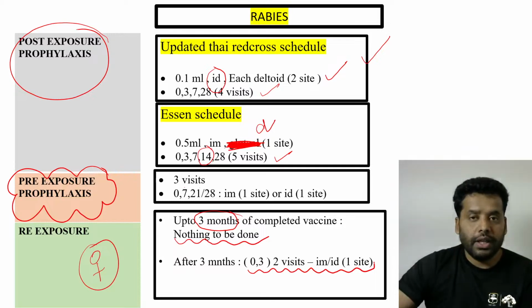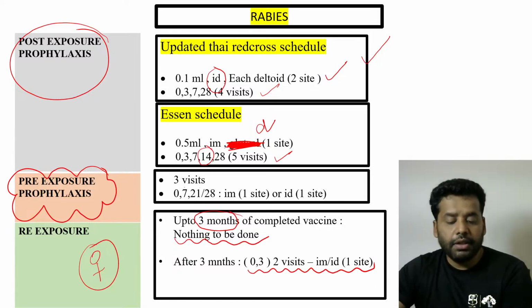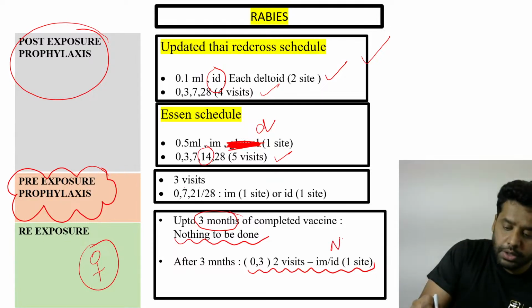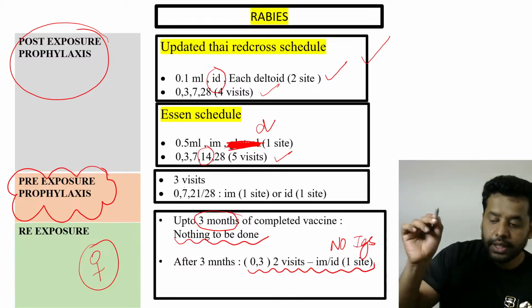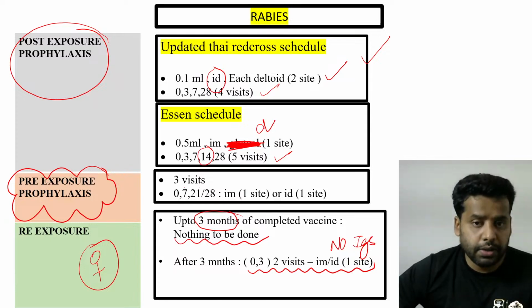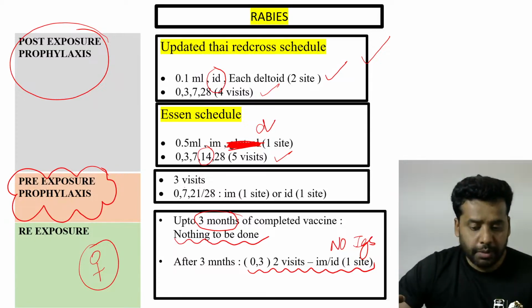Whether you take the intramuscular or intradermal schedule, it is one site only. But the patient will come 2 times to you. No immunoglobulin. This will be a question in the exam. If exposure happens a second time, there are no immunoglobulins. Immunoglobulins are not necessary if it is repeated exposure.